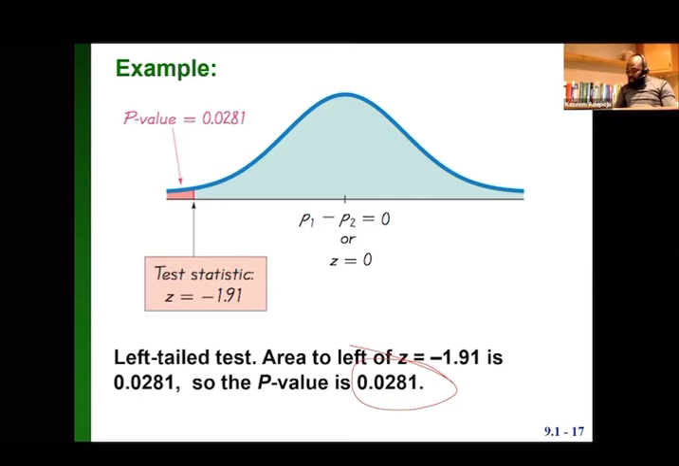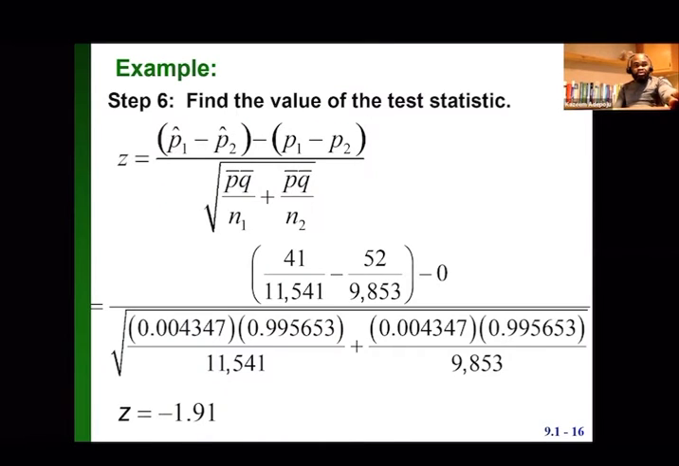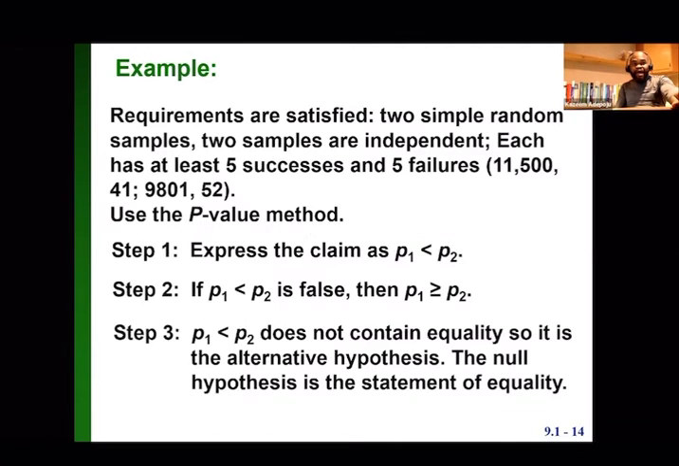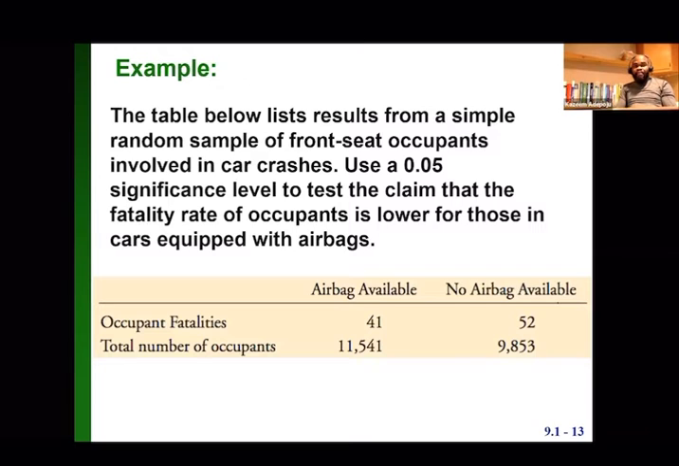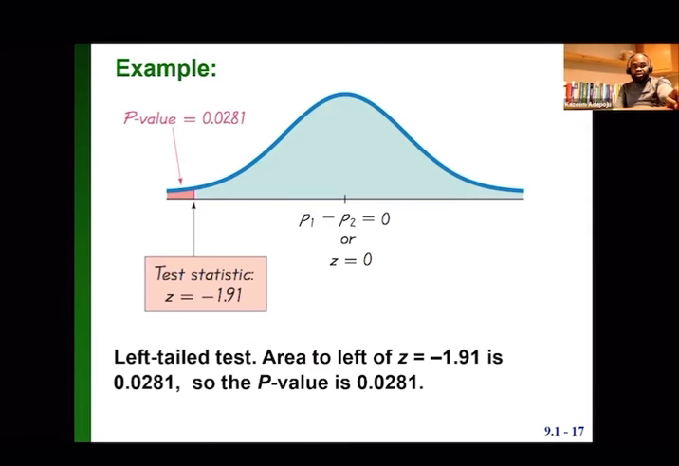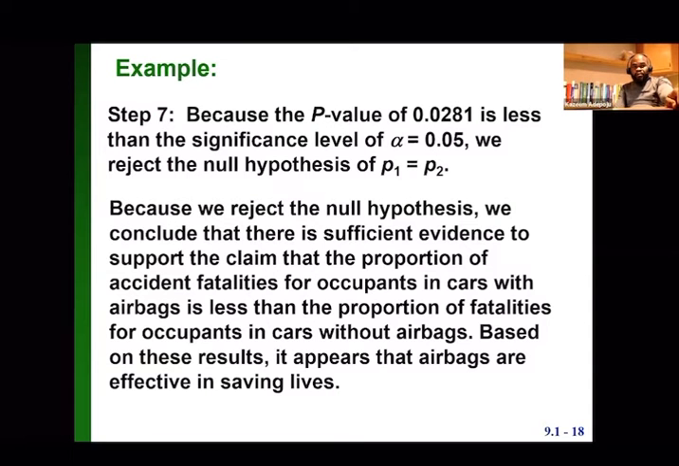Therefore, we are going to reject the null hypothesis. Rejecting the null hypothesis confirms the claim that the fatality rate in cars with an airbag is going to be lower than the fatality rate in cars with no airbag. Take a look at that. You can see that. So that is the decision you're going to take regarding the test.